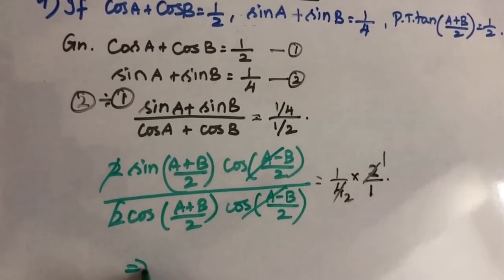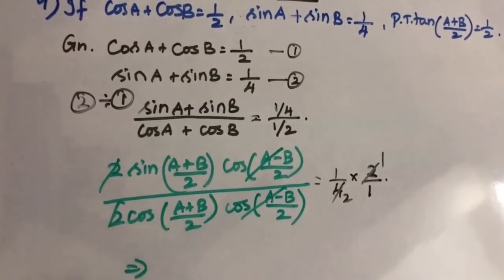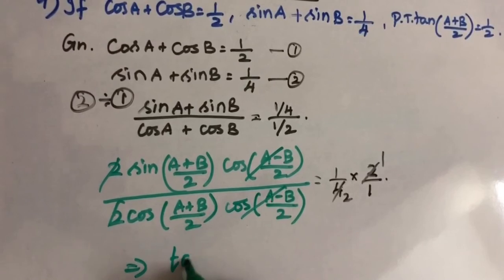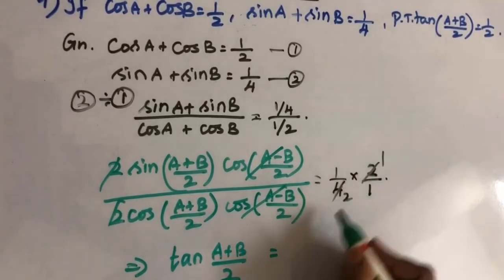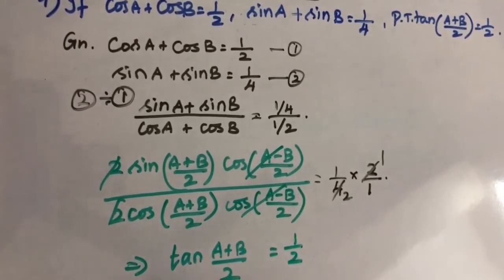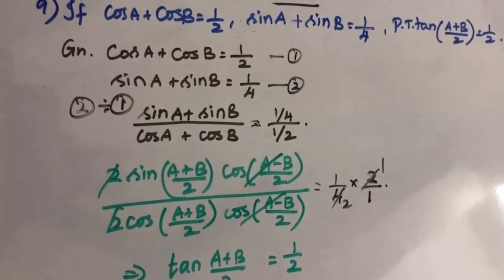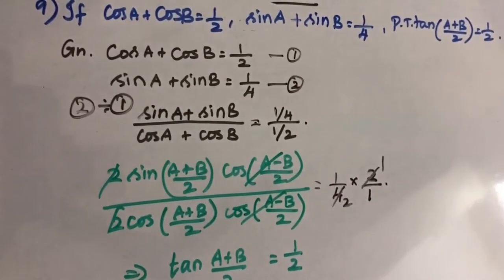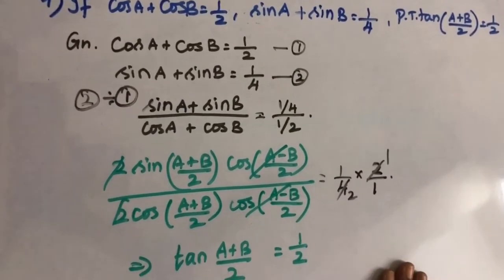That implies sin of (A plus B) by 2 divided by cos of (A plus B) by 2, this will become tan of (A plus B) divided by 2. That is equal to, here we have 1 by 2. That's what we have to prove. Within 2 steps we will get the answer. This is the use of the transformation formulae.